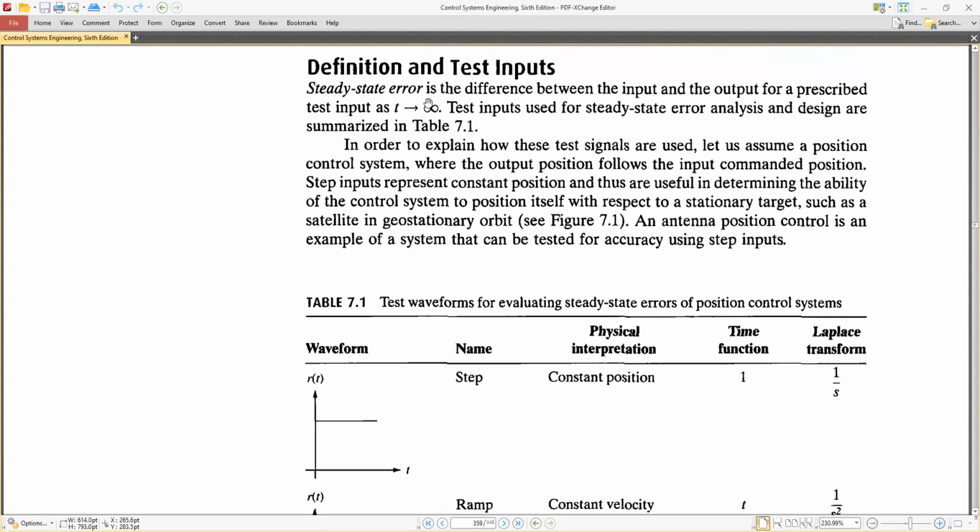Steady state error is the difference between the input and the output for a prescribed test input as t tends to infinity. Test inputs used for steady state error analysis and design are summarized.